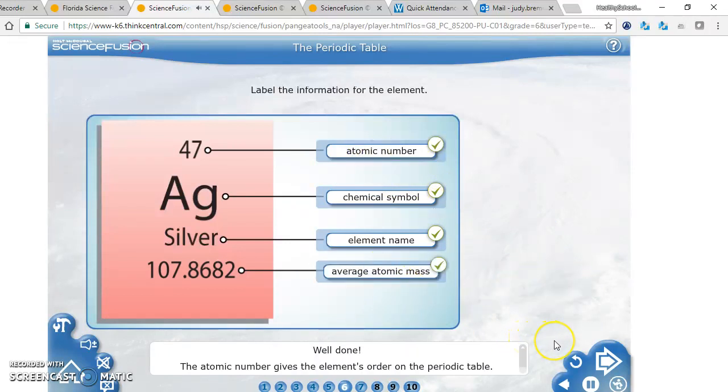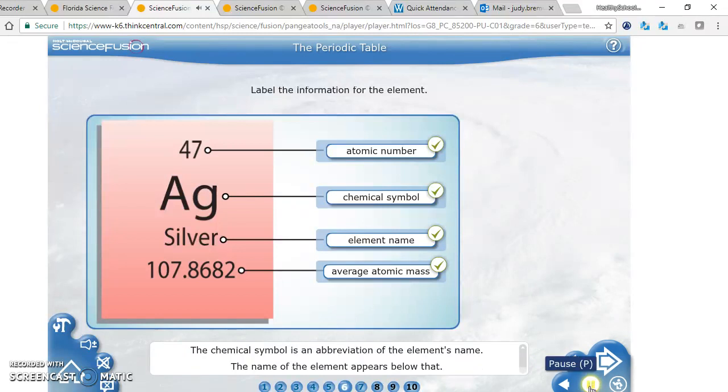Well done. The atomic number gives you the element's order on the periodic table. It is the number of protons found in the nucleus. You find it at the very top of the square. The chemical symbol is an abbreviation of the element's name. The name of the element appears below that, and you'll find the average atomic mass at the very bottom of the square. It is a weighted average of all of the masses of the isotopes of that element.